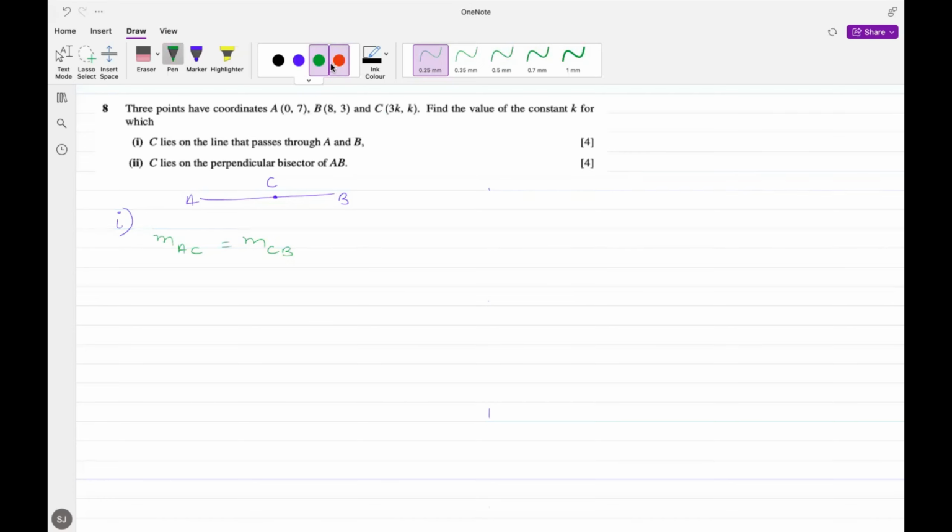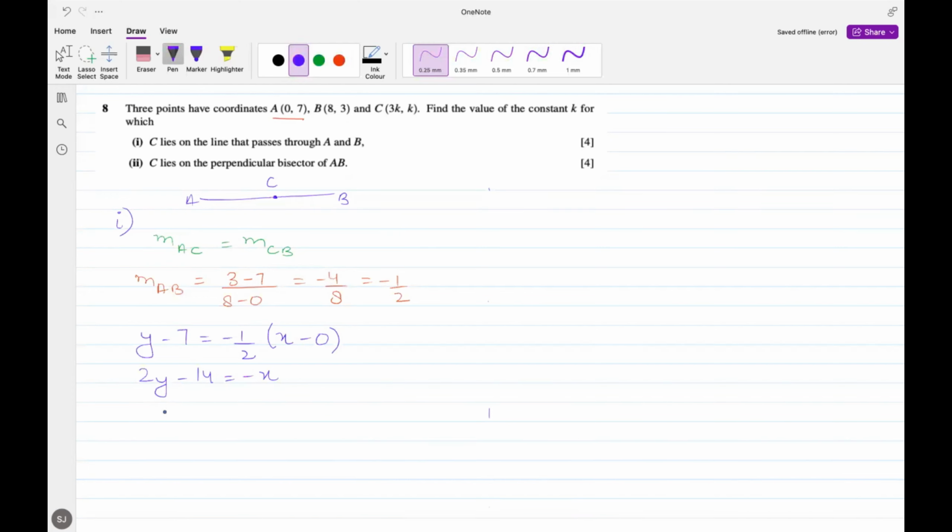Or we can find the equation for AB and substitute the values for C, which are 3k and k. So if we find the gradient for AB, we'll get y2 minus y1, which is 3 minus 7 divided by 8 minus 0. So the gradient will be minus 4 upon 8, which equals negative 1 upon 2. So the equation for AB will be, we can use the point A for the equation. So the equation will be y minus y1, which is 7, equals negative 1 upon 2 into x minus 0. Simplifying this, we'll get 2y minus 14 equals negative x, or we can write it as 2y equals negative x plus 14.